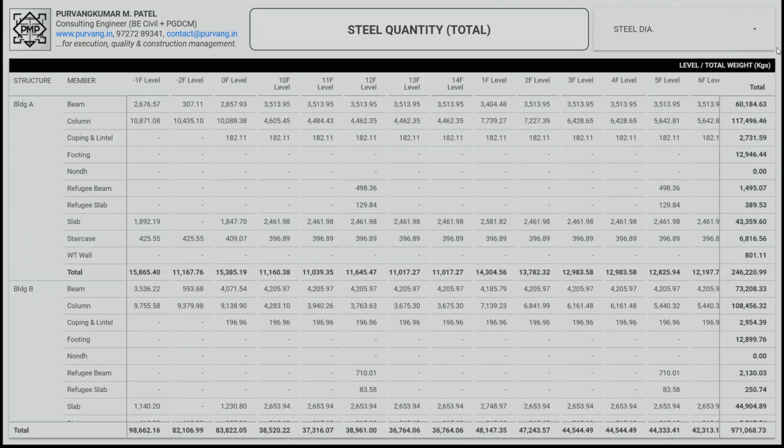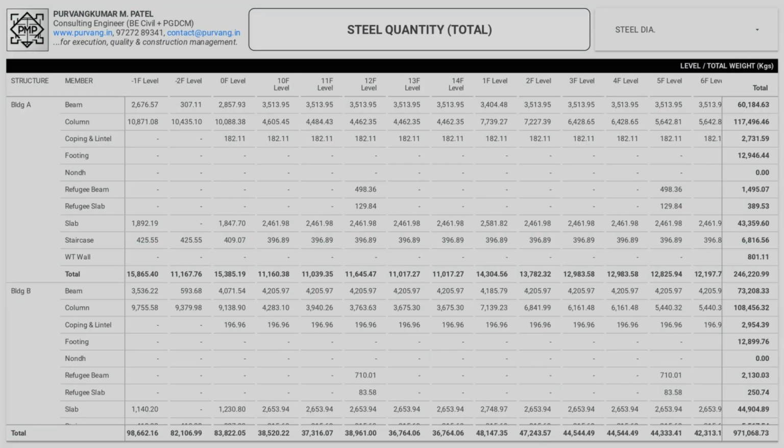Through this systematic process, we ultimately arrive at the final total quantity of steel required for the construction of the entire building, as illustrated here, for instance, where a total steel weight of 246,221 kilograms is indicated for building A. This data proves to be immensely valuable for procurement and inventory management purposes. Now, let us proceed to the next important section, page number 3.